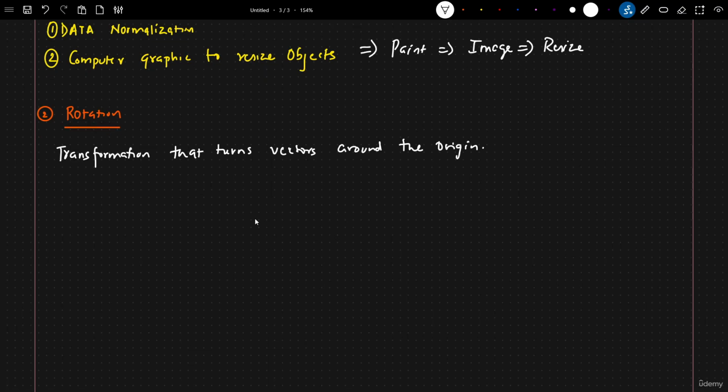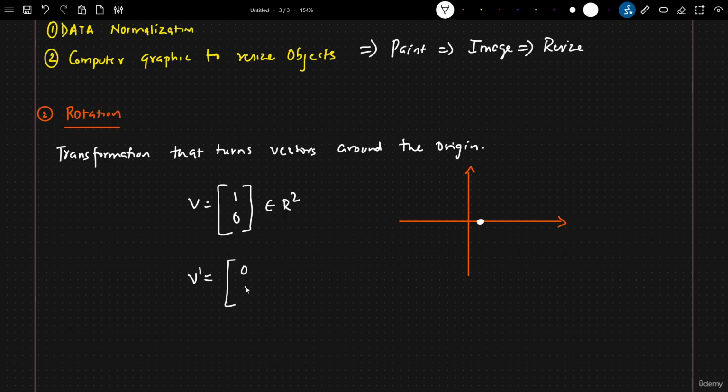Just imagine that I have a vector v equal to (1, 0), and it belongs to R², two dimensions, right? So obviously I will be able to see over here that (1, 0) is nothing but this point. Now in my case, the transformed vector will be nothing but (0, 1). Now once I do (0, 1), what is exactly happening over here? Just think over it.